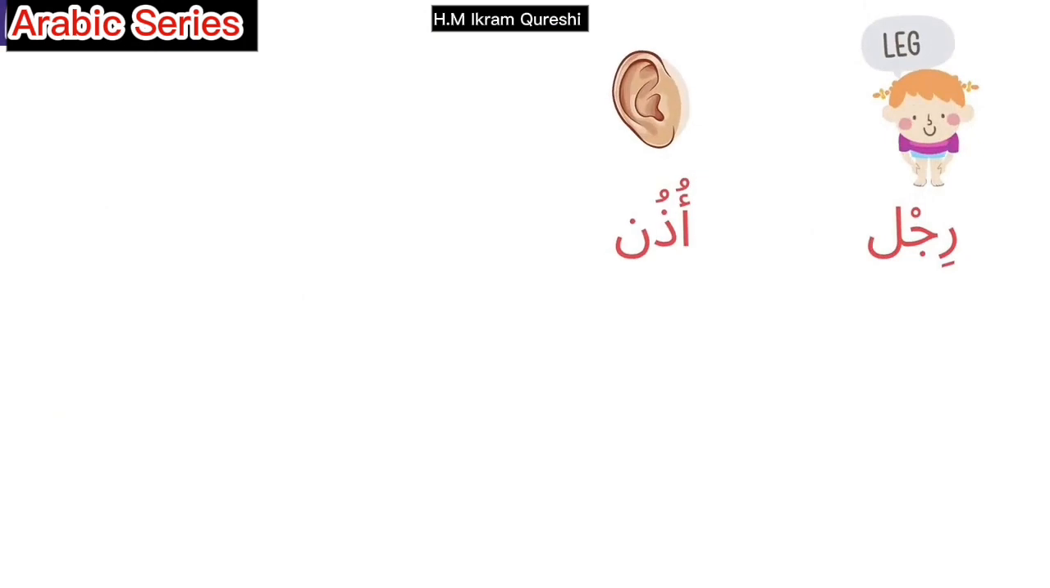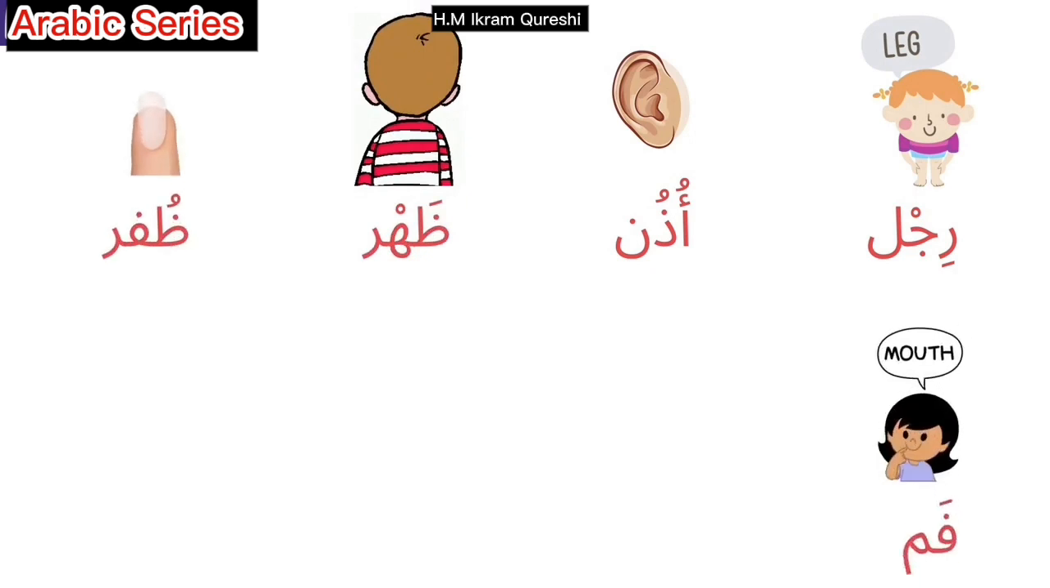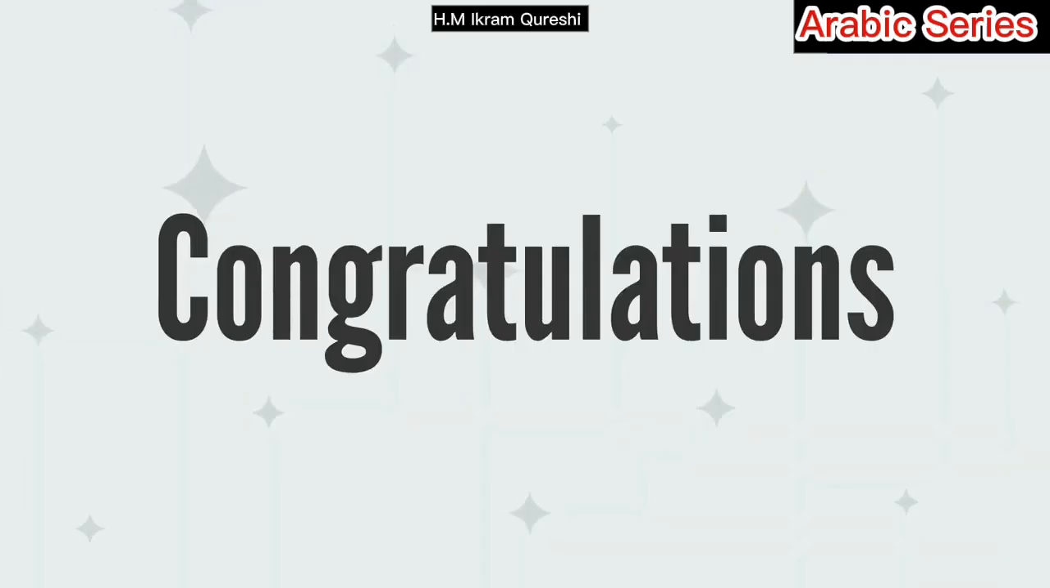Okay, let's have a little recap. Rijl. Uzun. Zahr. Zufr. Fam. Anf. Yad. Congratulations, we have completed lesson number 7.